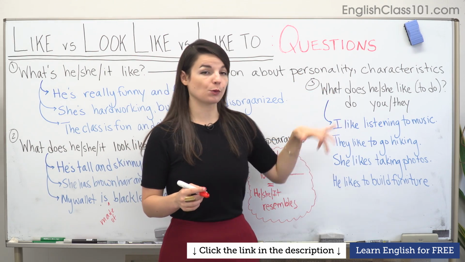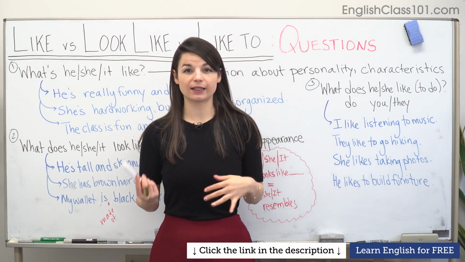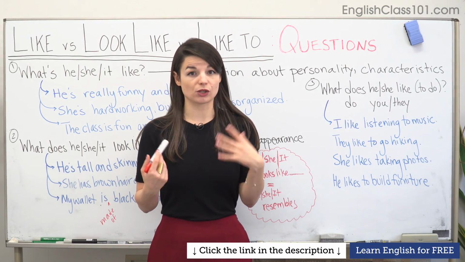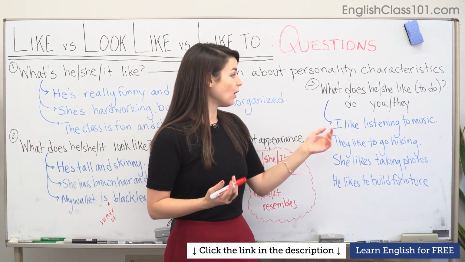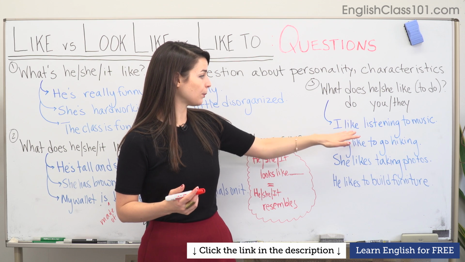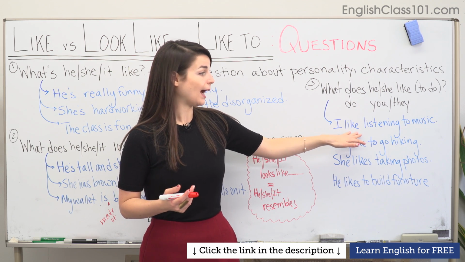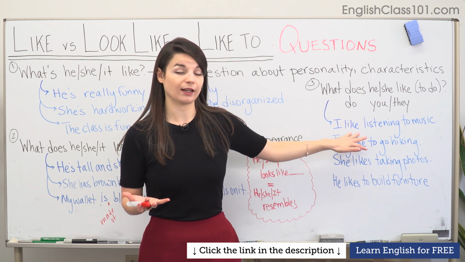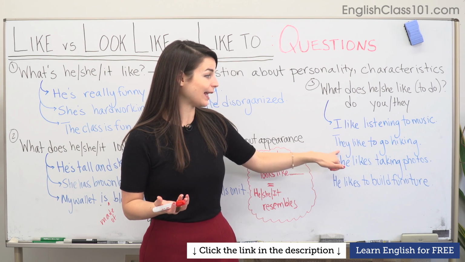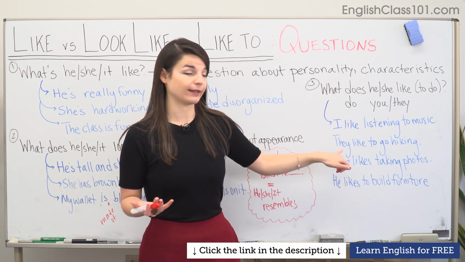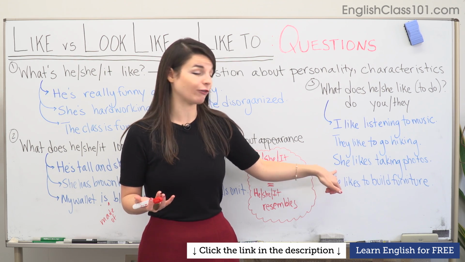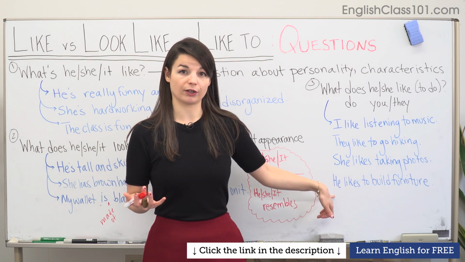This question is a question about hobbies. What does he like to do? What does she like to do? What do you like to do? These are all hobby questions. So, for example, we can use I like listening to music as a response, or they like to go hiking, for example, or she likes taking photos. He likes to build furniture.